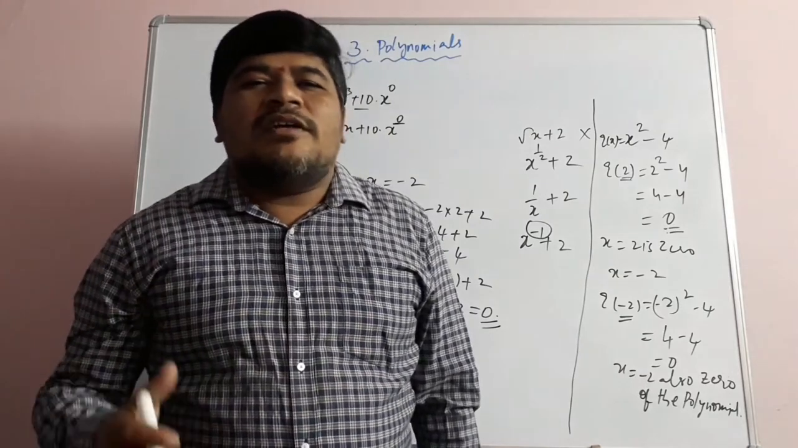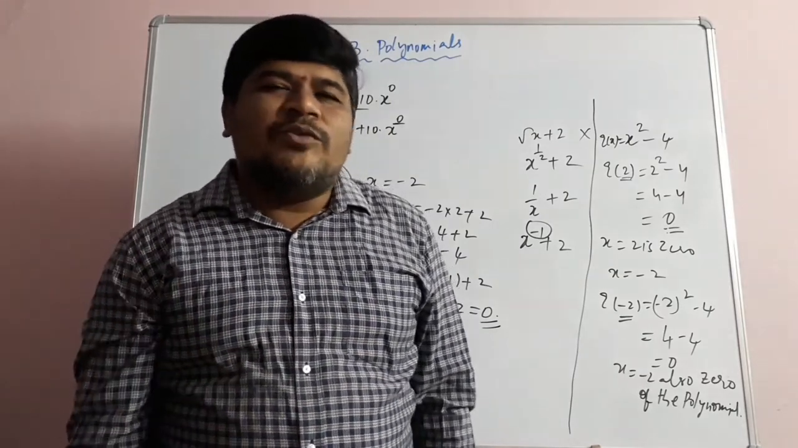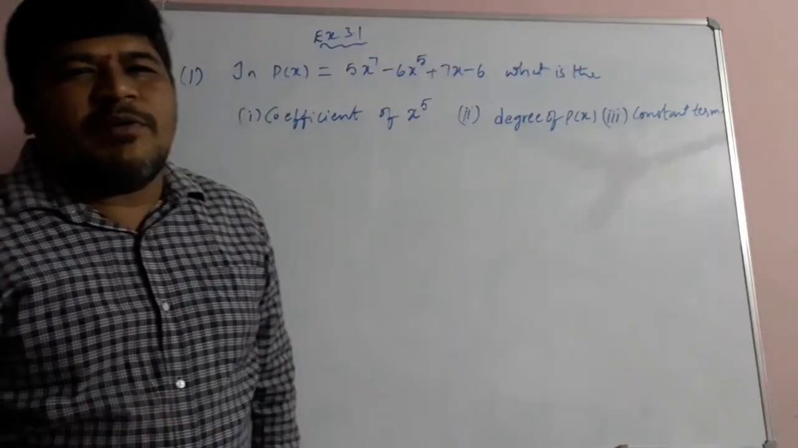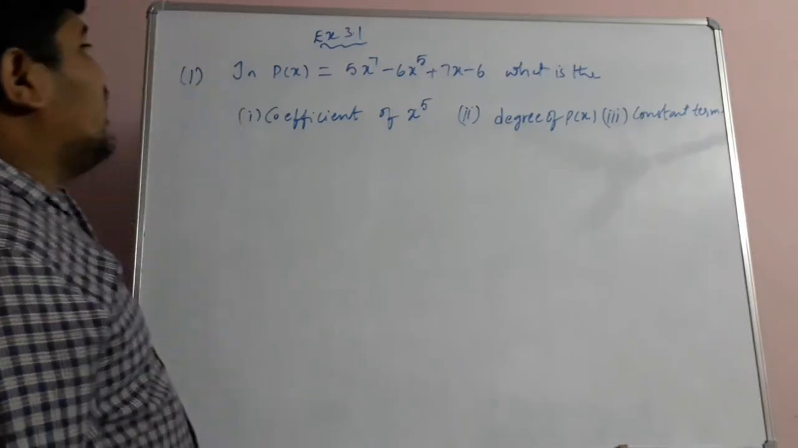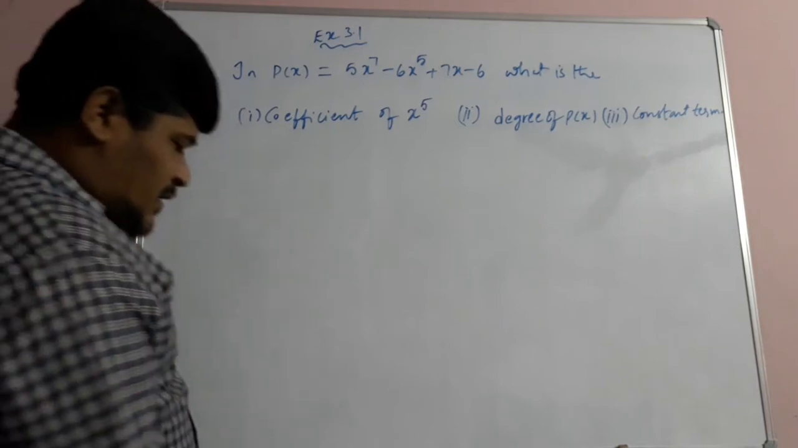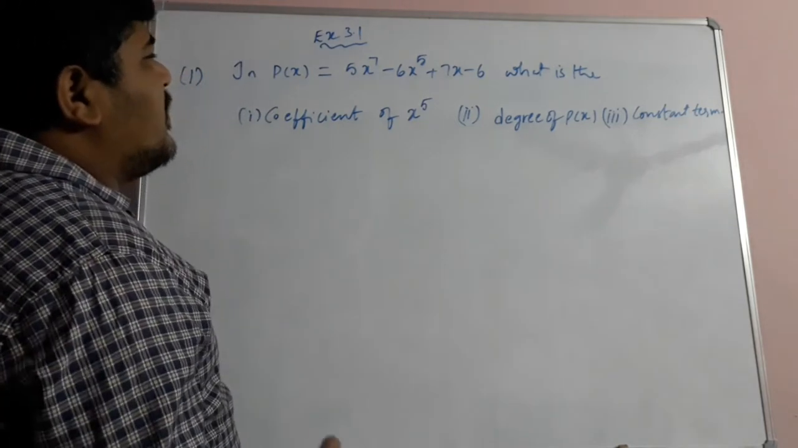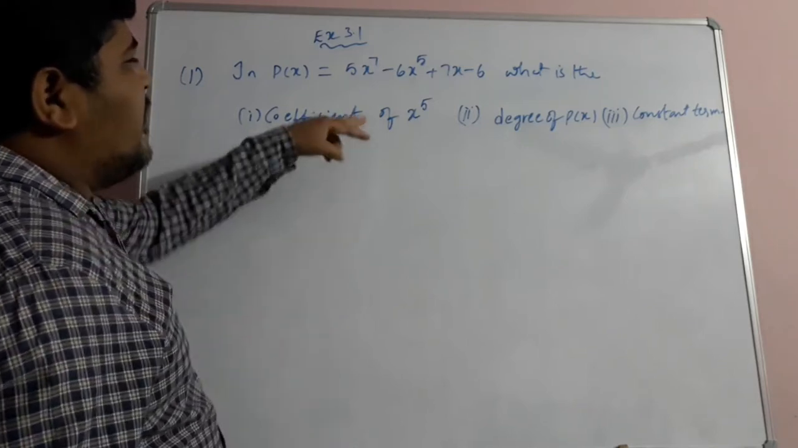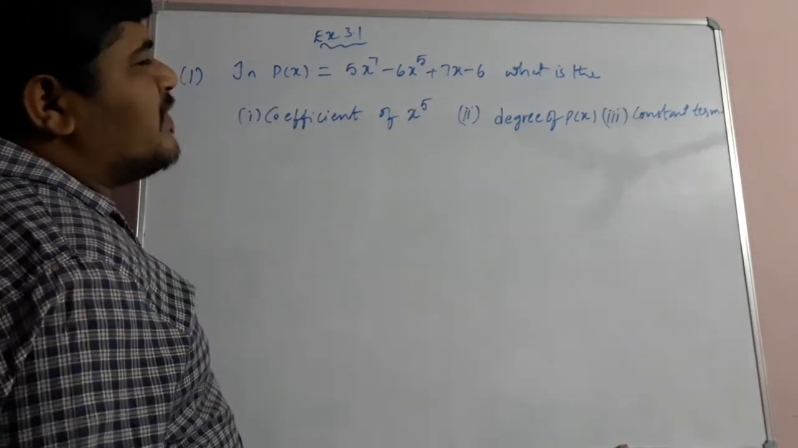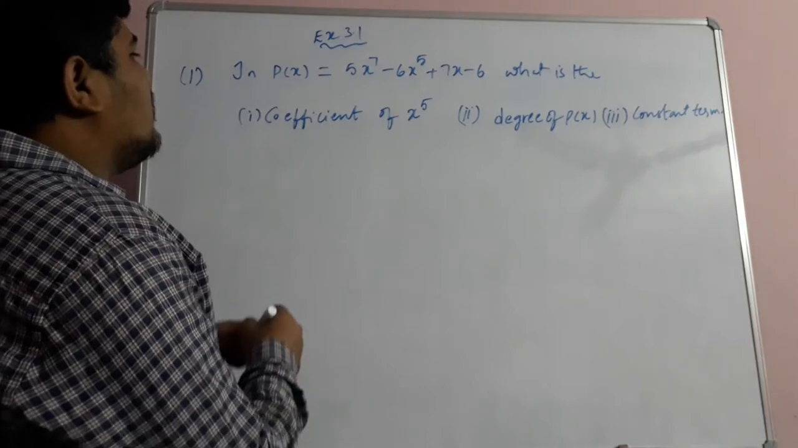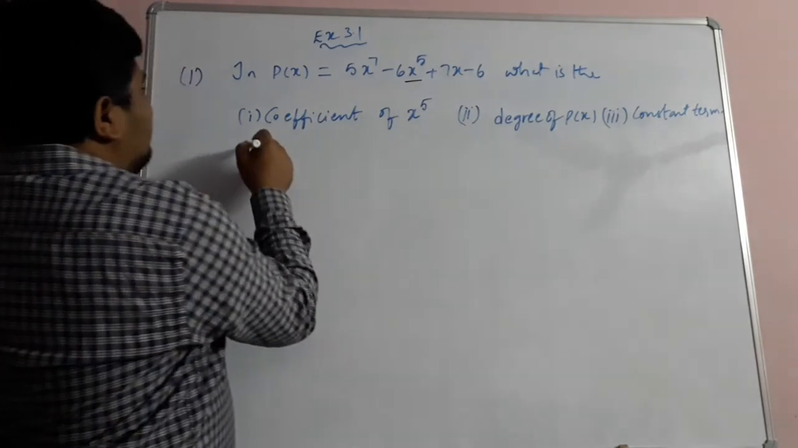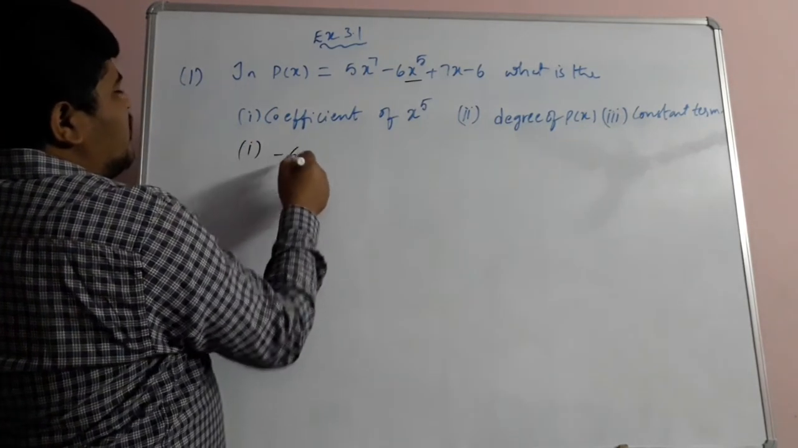Okay, so children, based on these concepts we will do the exercise. Now let's see the exercise problems. So children, now let's see the first problem in exercise 3.1. If p of x is equal to 5x power 7 minus 6x power 5 plus 7x minus 6, what is the coefficient of x power 5? Degree of p of x? Constant term. So children, here coefficient of x power 5 means in front of x power 5 what is there? Minus 6. So that is the coefficient.